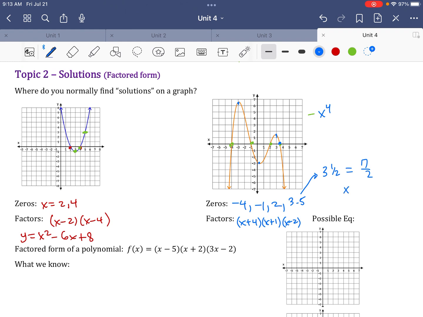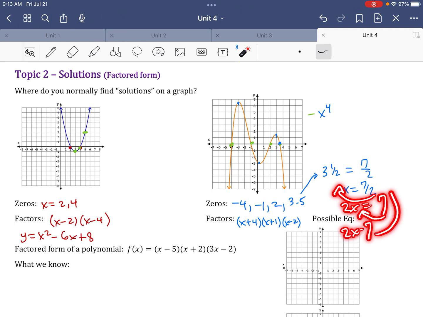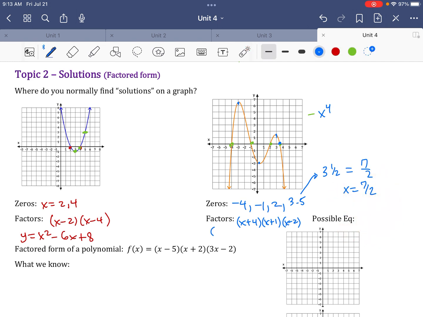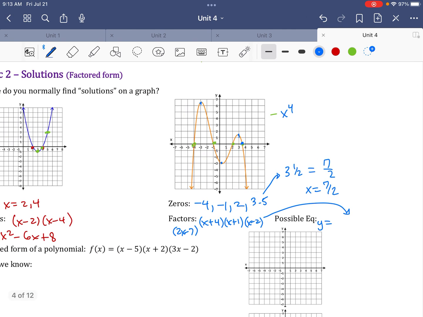Now this last one right here, remember, my answer is 7 over 2. So I'm going to recreate the factor that did that. The 2 would come back over here, so I have 2x equals 7, and 7 comes back over here, so I'd have 2x minus 7. 2x minus 7 would produce this answer when I set it equal to 0. So my possible equation is those 4 things: x plus 4, x plus 1, x minus 2, and 2x minus 7.